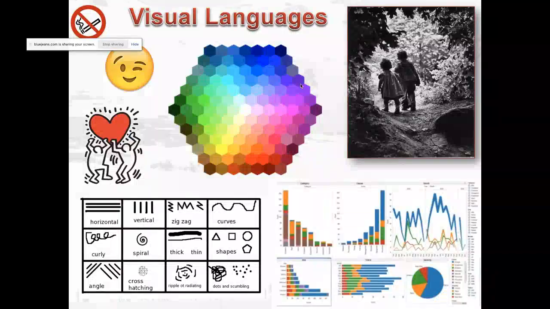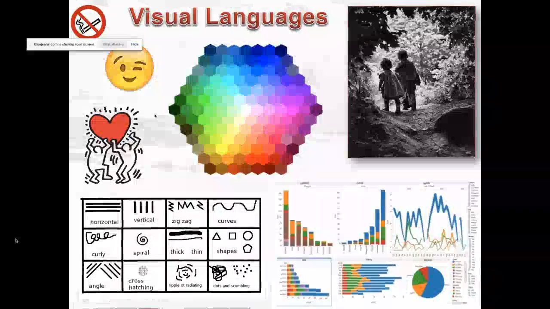So in the visual language, we need to be working with our students, talking to them about lighting, about the use of colors, about shapes and forms, about graphs, about icons and images and symbols. All of those are part of the visual language.